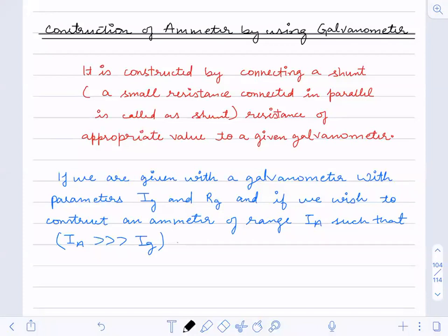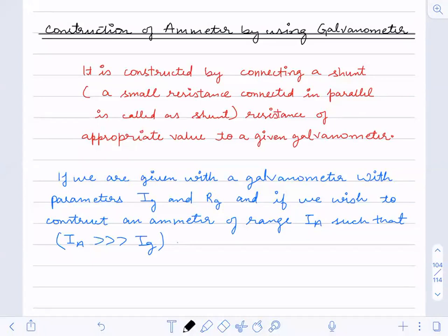Okay, now we are going to make emitter using galvanometer. So what was the problem with the galvanometer? That galvanometer was not able to measure a high value of current. It is only able to measure 0.01, 0.02, 0.03. Now what you wish is that it should measure a current of 1 ampere. Suppose the maximum current the galvanometer can take is 0.01.